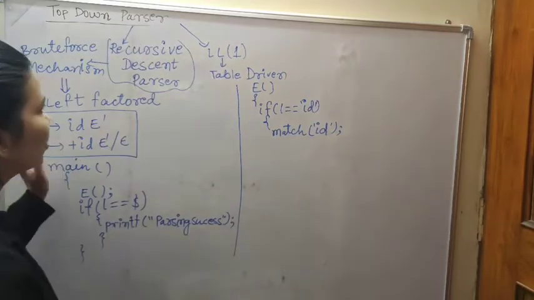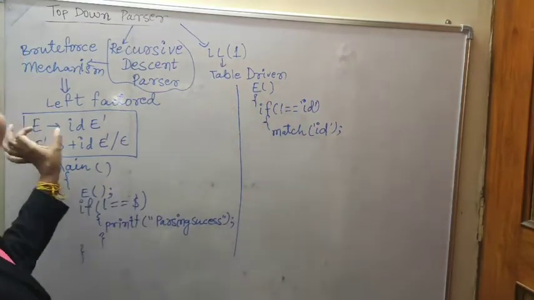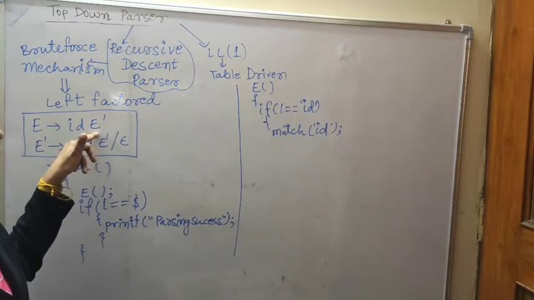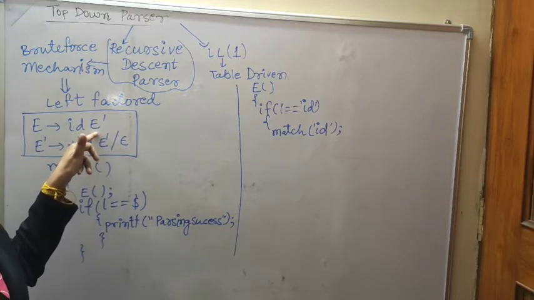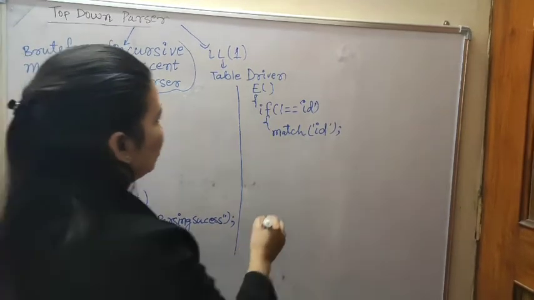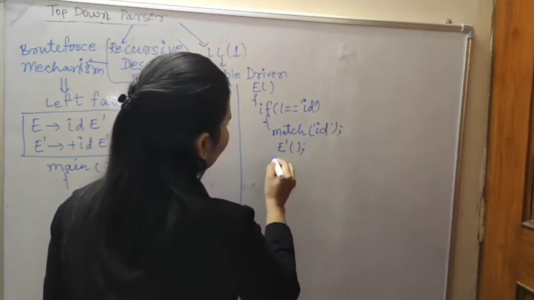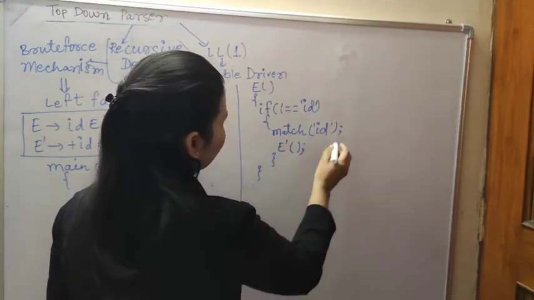If look ahead equal to id, then match id. That means we will print id, and then after that what is given? E dash. E dash is a non-terminal variable, so we will call the function. So then write E dash function calling. Then close the braces.